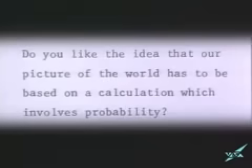Do you like the idea that our picture of the world has to be based on a calculation which involves probability?